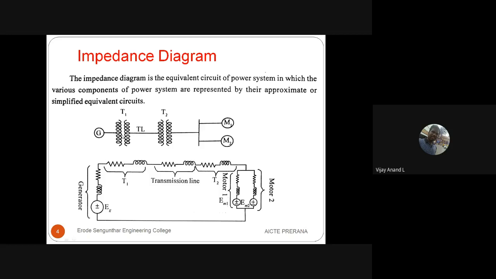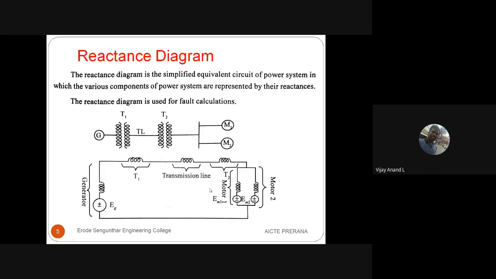And the second element is a transformer. That transformer is replaced by another impedance, because all the elements in the power system consist of an impedance value. So we are converting this single line diagram into an impedance diagram. That is, in the equivalent circuit, we are replacing all the elements in the form of impedance. In the same way, for the reactance diagram, we are changing the same single line diagram in the form of reactance. This is the difference between the impedance diagram and the reactance diagram.